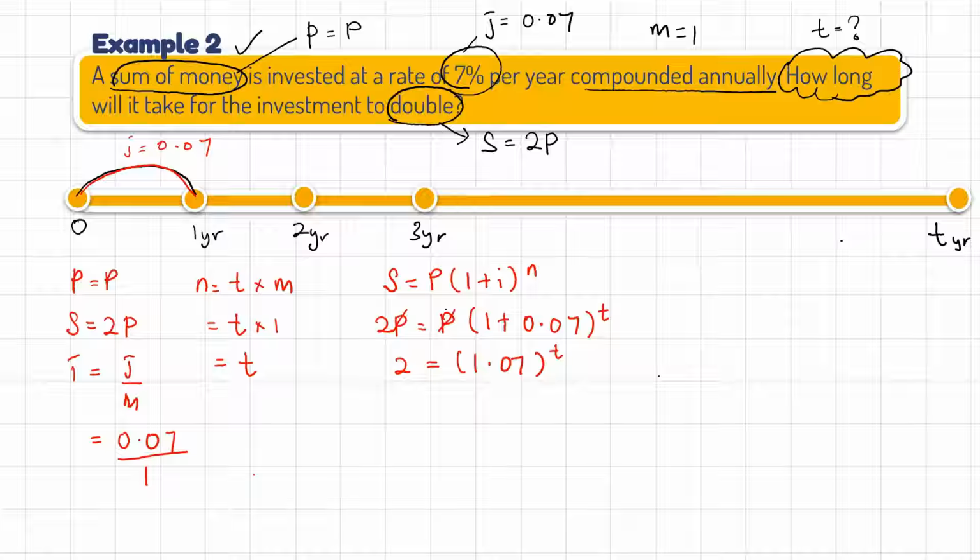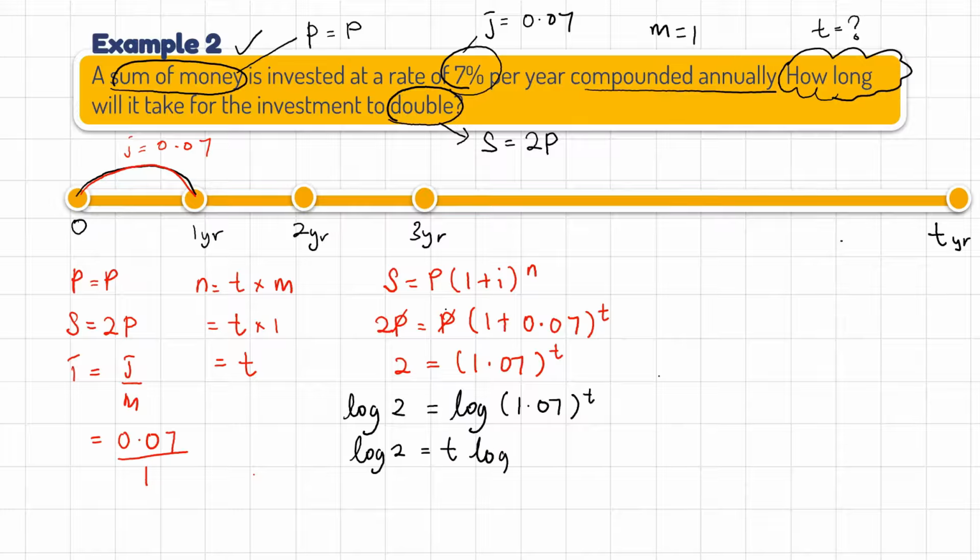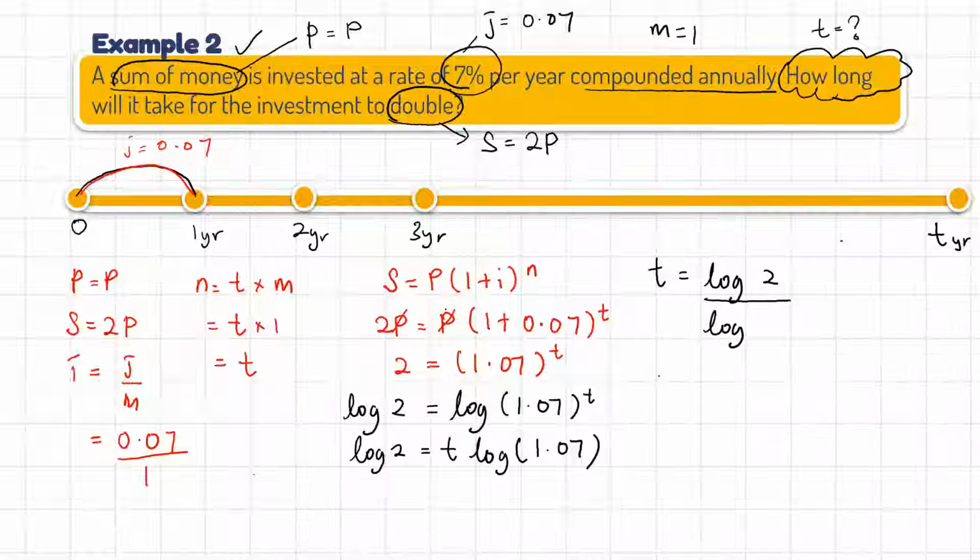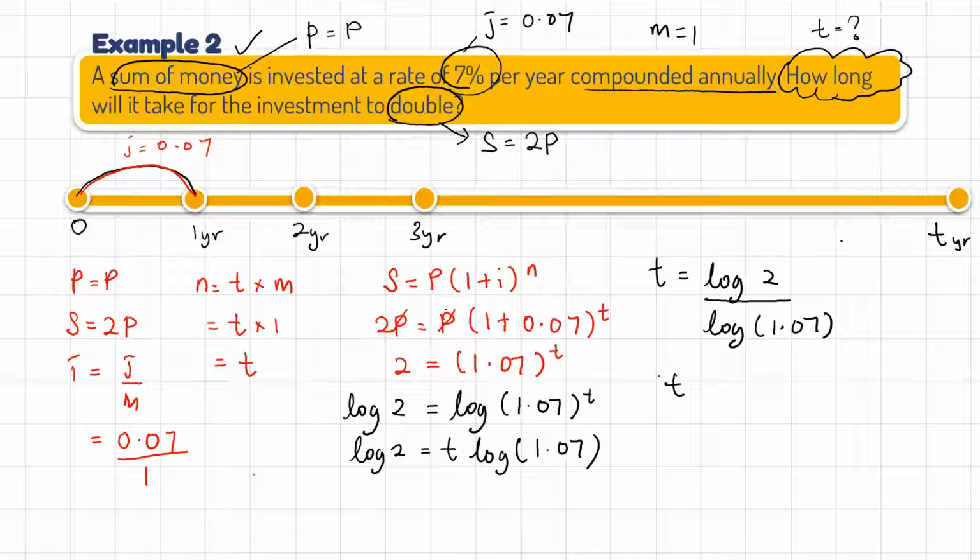So here we have the unknown at the power, which is T. Therefore, we need to introduce log on both sides. Log 2 equals log 1.07 to the power of T. Log 2 equals T, we bring it to the front of log. It will become like this. And then we will have T equals log 2 divided by log 1.07. So just press your calculator and you will get T equals 10.24 years. So this is your final answer.